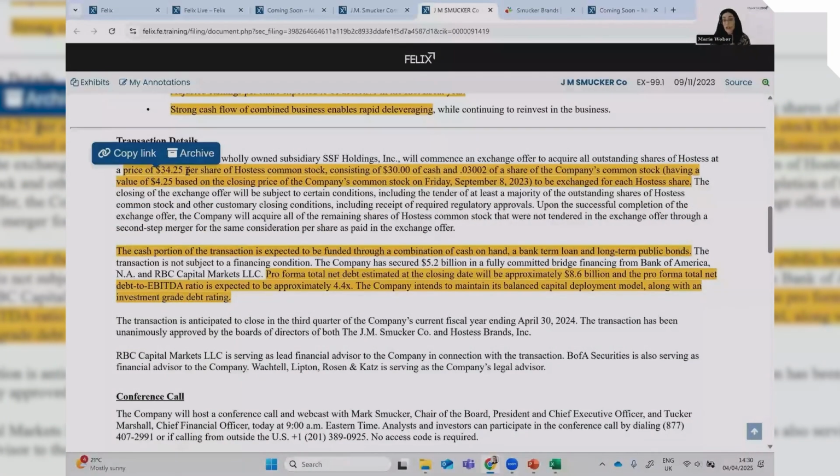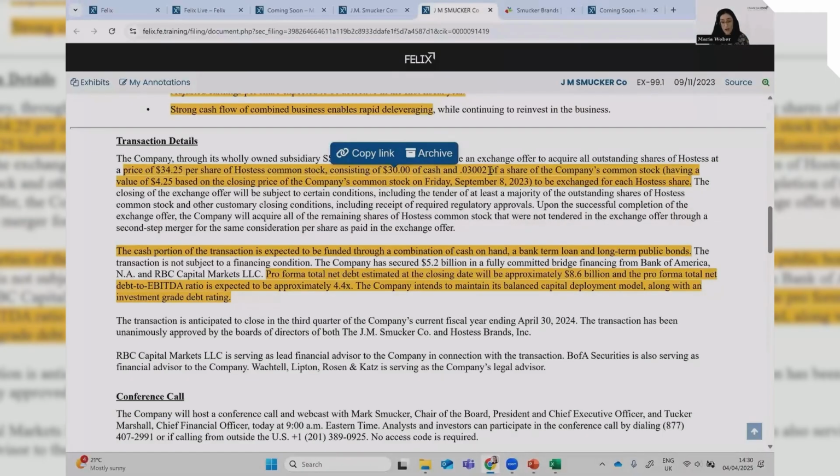Let's see that 34.25, how it's being paid. We said a mixture of cash and shares. So each Hostess Brands shareholder, for selling their shares, is going to get $30 of cash. And then they're going to be given Smucker shares to the value of $4.25. And looking at what Smucker's share price was when this was announced, we had a share for share exchange ratio of 0.3002 of Smucker shares for every one share that I'm selling. So that's my exchange ratio.